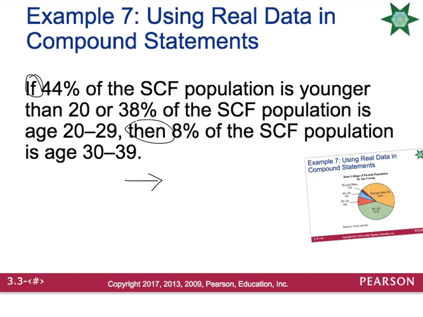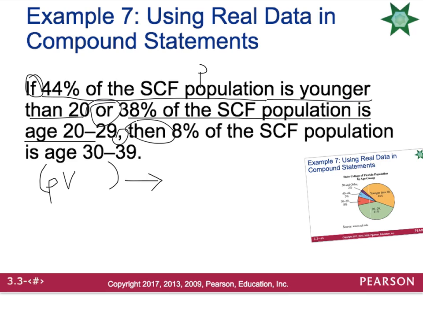Next thing I notice is this comma that's hanging out there. Whenever you see a comma, that usually indicates a set of parentheses. And those parentheses are going to go before the conditional statement. So if I read before that comma, I see the statement 44% of the population is younger than 20. I'm going to let that be statement P. Then I see the word or, so that's my disjunction. Next, I see 38% of the population is ages 20 to 29. That's going to be my statement Q. So P or Q. If P or Q, then, and after the then, I see 8% of the population is ages 30 to 39. That's going to be my R.